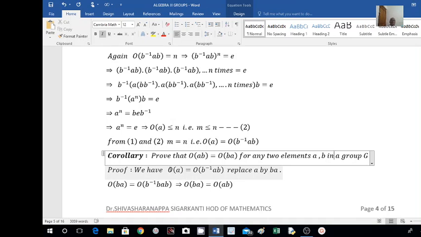What happens to the left hand side? Order of, in place of A, I am putting BA. And on the right hand side, order of B inverse, in place of A I am putting BA, BA, this is B. Now, B inverse into B is nothing but the identity element E. E into AB is equal to AB. So the left hand side is order of BA, the right hand side is order of AB. So we have proved that order of AB is equal to order of BA.